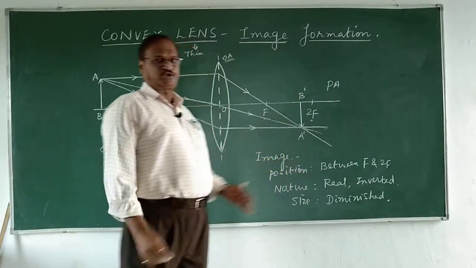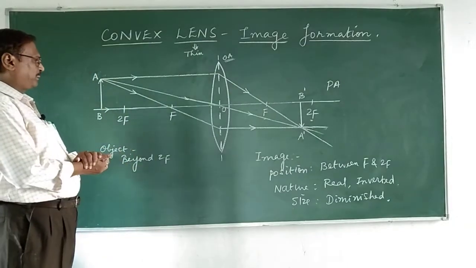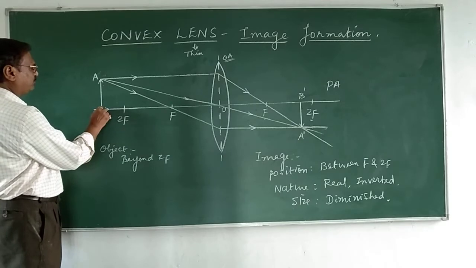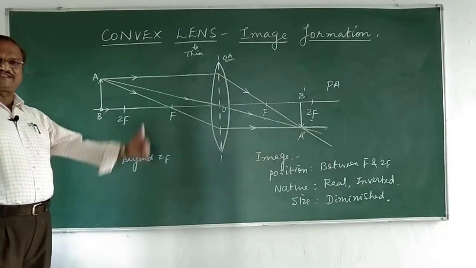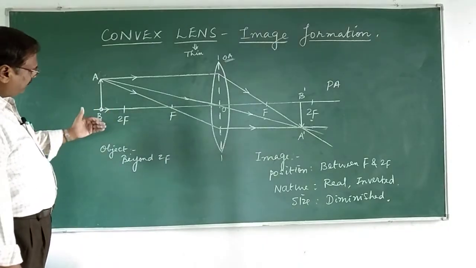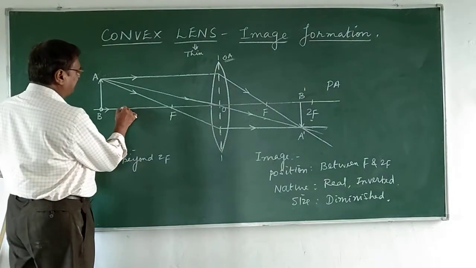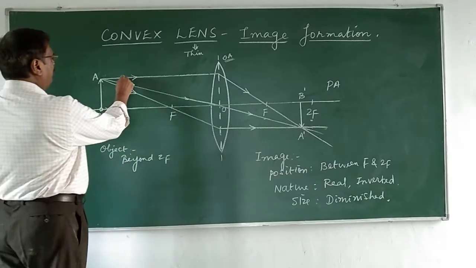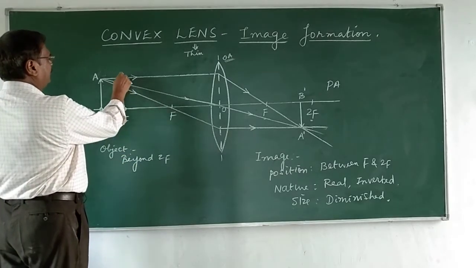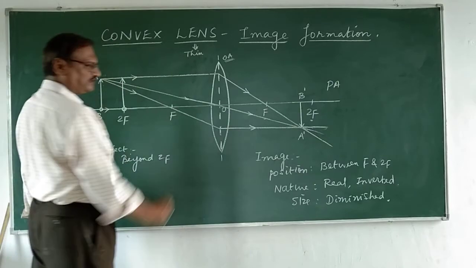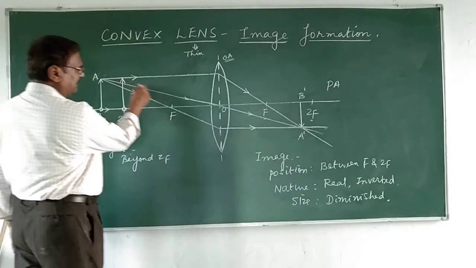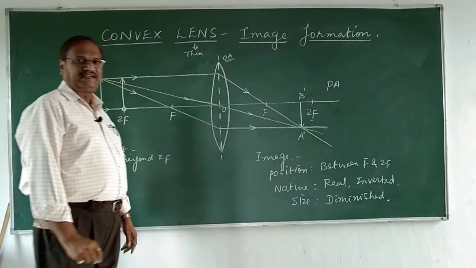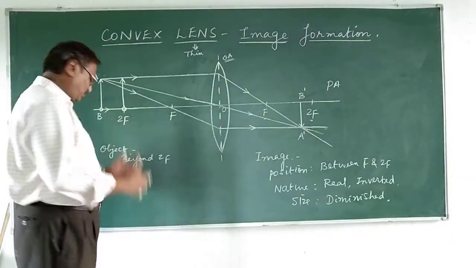So this is what you should understand carefully. Now I have drawn it beyond 2F. I want to do one more exercise. If I keep the object at 2F, what should happen? Take a ray passing through the optical center, and another that strikes the lens and becomes parallel. You do this exercise yourself.